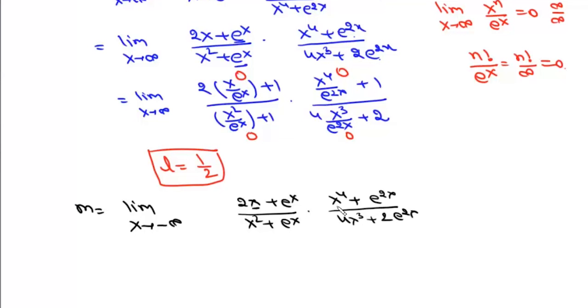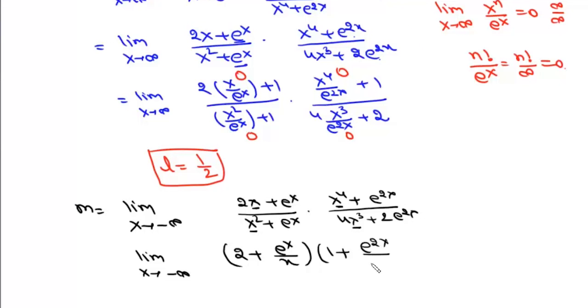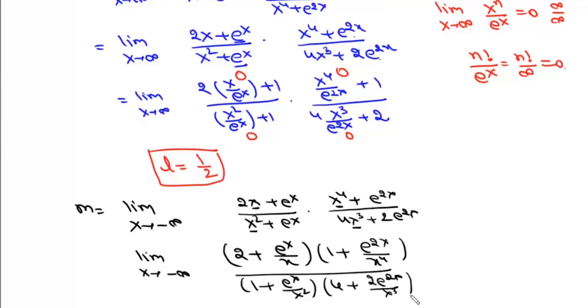Now here this is x and x to the power 4, x to the power 5. Here it is x square and x cube, x to the power 5. So we'll divide everything with x to the power 5. So we can write limit x tends to minus infinity of 2 plus e to the power x upon x, and here it will be 1 plus e to the power 2x upon x to the power 4, and this is 1 plus e to the power x upon x square, and here it will be 4 plus 2 e to the power 2x upon x cube.